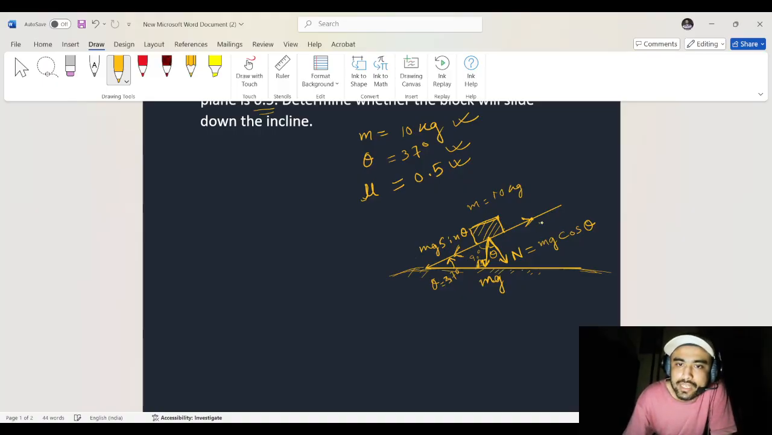Now, when a block is trying to slide down a rough inclined surface, there will be a frictional force. We denote it by small f, along the direction opposite to mg sine theta, which will be upwards. What it will be, we will discuss later.